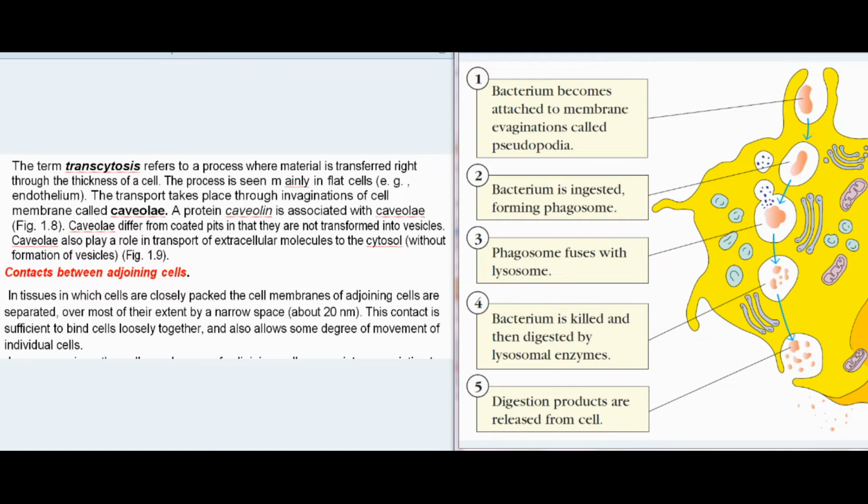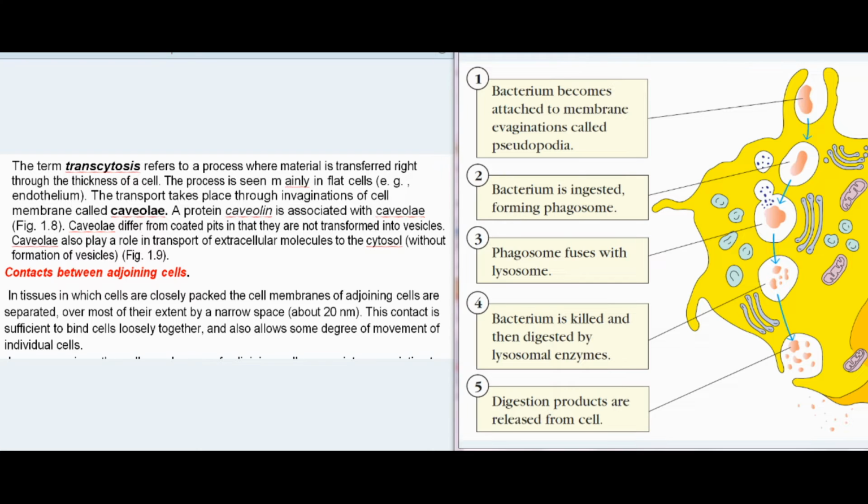The term transcytosis refers to a process where material is transferred right through the thickness of a cell. The process is seen mainly in flat cells, e.g., endothelium. The transport takes place through invaginations of cell membrane called caveolae. A protein caveolin is associated with caveolae, Fig 1.8. Caveolae differ from coated pits in that they are not transformed into vesicles. Caveolae also play a role in transport of extracellular molecules to the cytosol, without formation of vesicles, Fig 1.9.